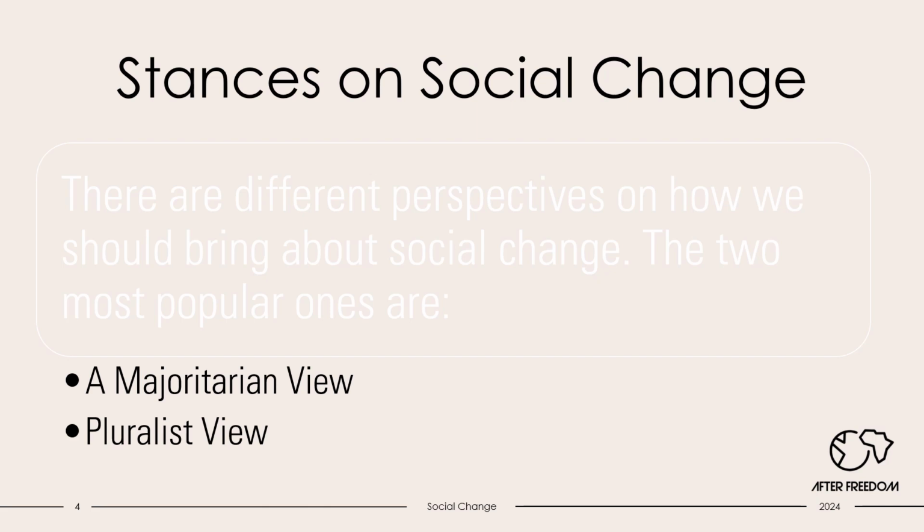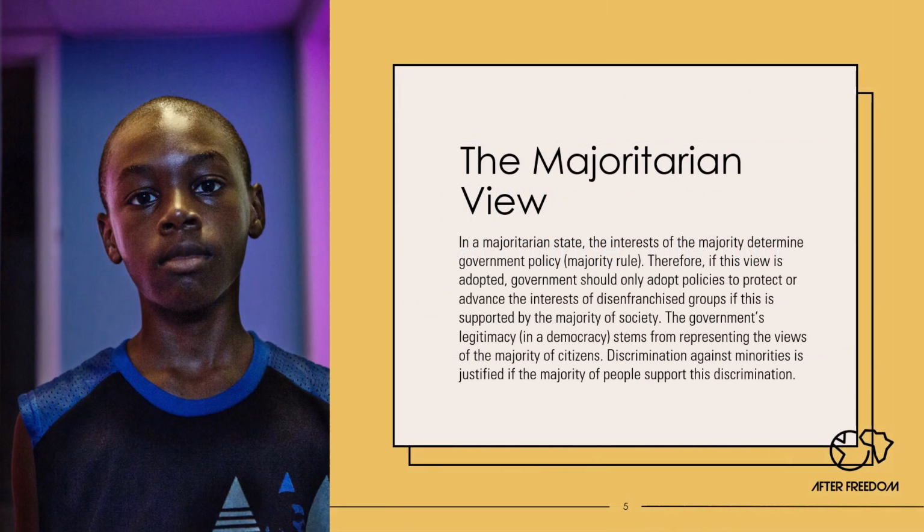This very much relates to the role that governments should also play in creating a lot of the social change that we want. The first one, which is the majoritarian view, suggests that the interest of the majority should determine government policy. So, in order for there to be any change or for anything to be adopted, the majority has to agree to it. Now, I want to create this clarity because I think there's a bit of confusion in the debating community with respect to the majoritarian view and how it works.